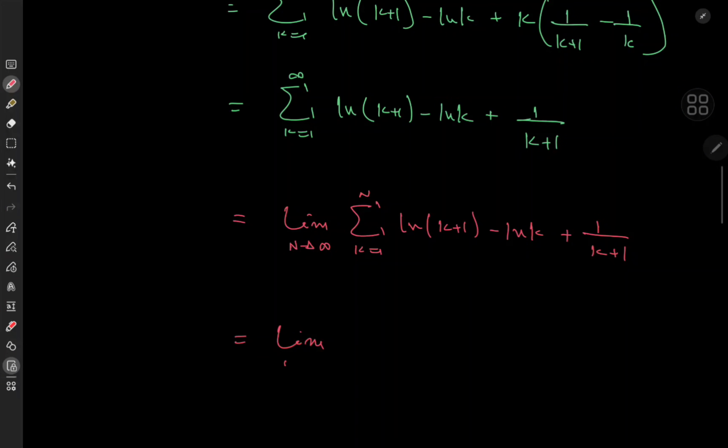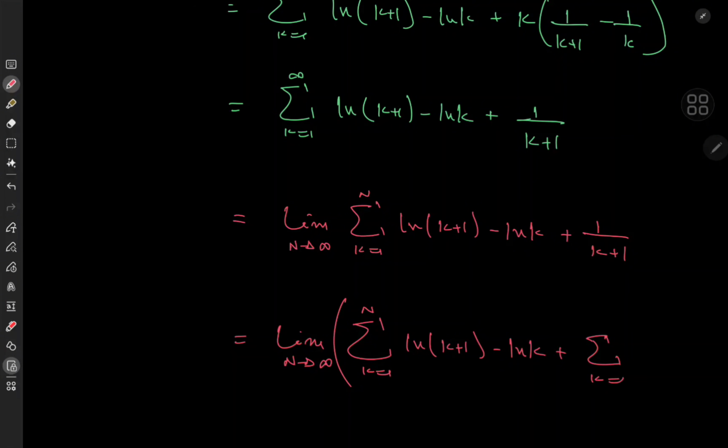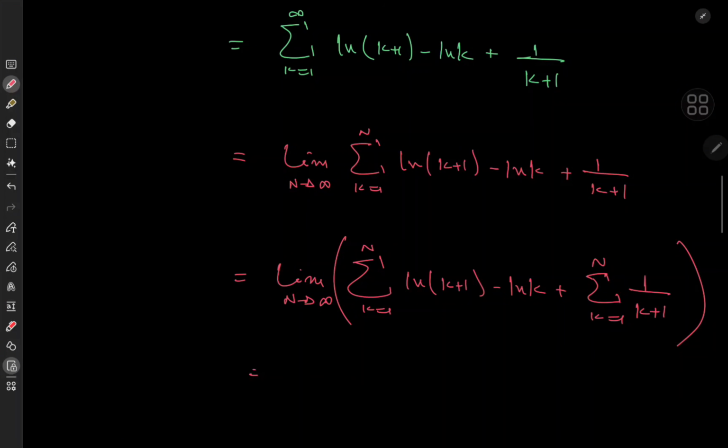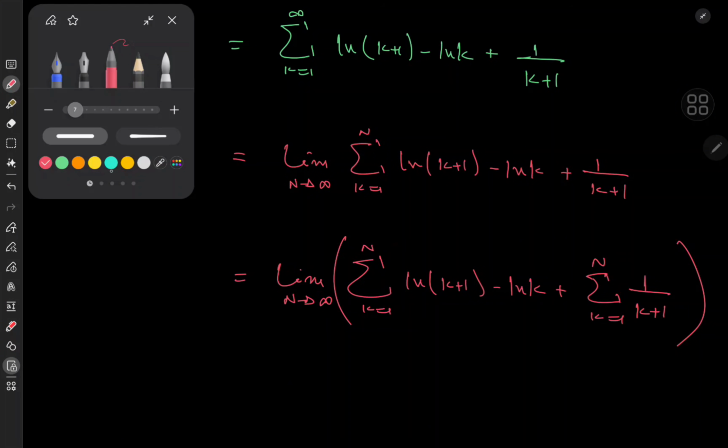So let me use the linearity now of the summation operator, which works. So we have the sum over k from 1 to n now of log of k plus 1 minus log of k. Then we have added to it the sum over k from 1 to n of 1 over k plus 1. Okay, cool. Now that looks interesting. So let me just evaluate this part first.